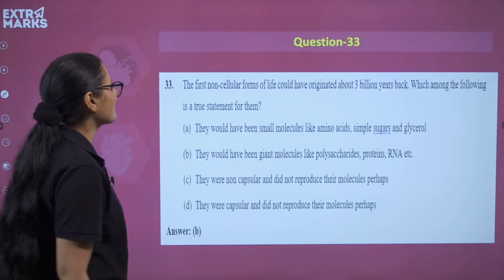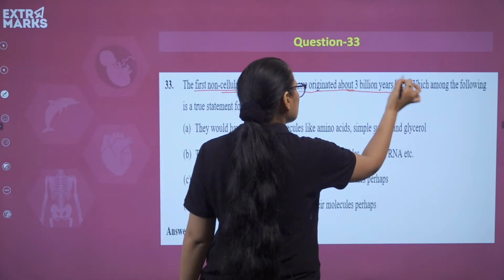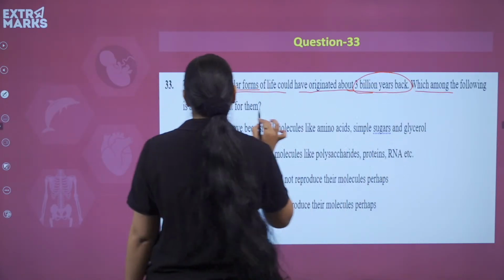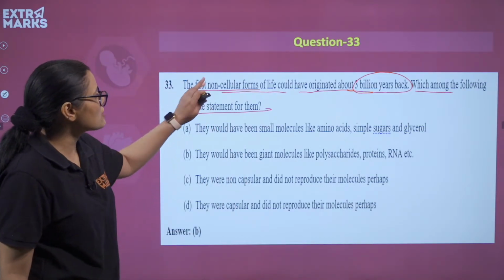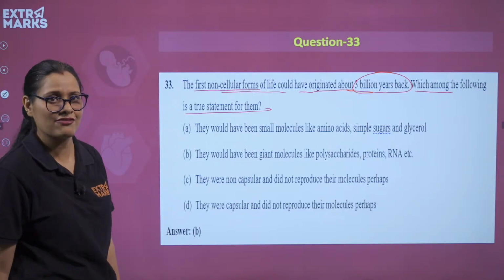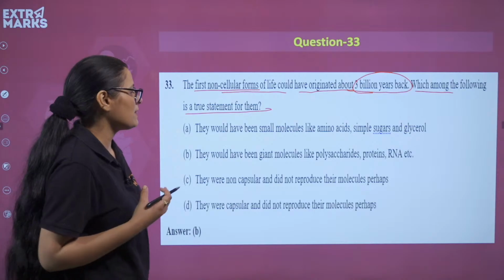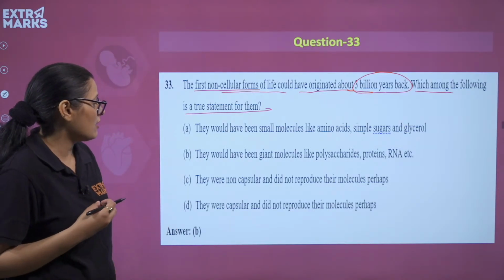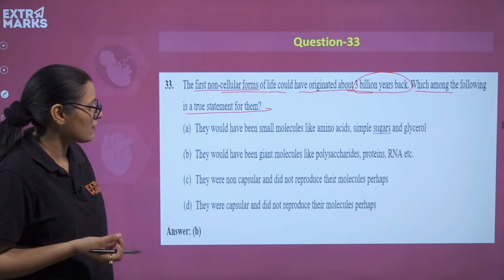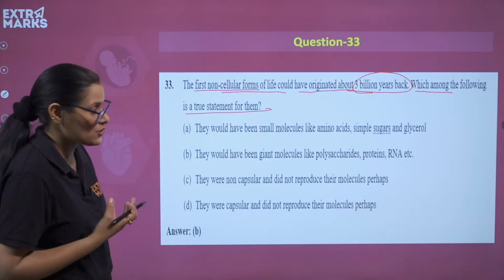Next question is 33. The first non-cellular forms of life could have originated about 3 billion years back. Which among the following is a true statement for them? These first non-cellular forms of life, the protobionts, the eobionts, have giant molecules, they are able to reproduce, and they are capsular also. So let's see which option falls in this category.